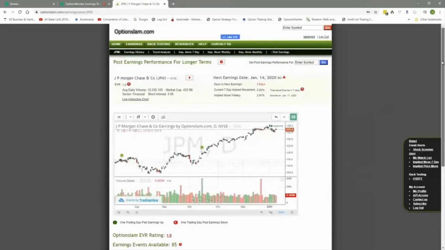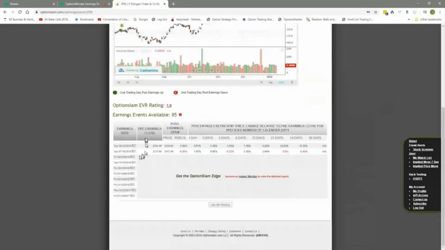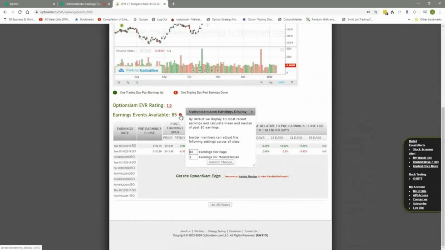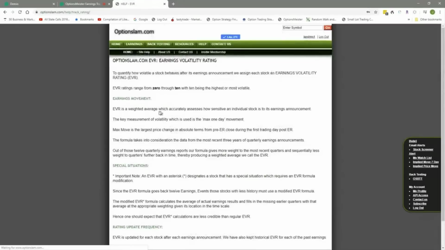Now, Vern talked about post earnings. I haven't looked too much at this because I don't really use that type of event. But he's got the 10 most recent earnings, this EVR rating, which rates from 0 to 10 on being the most volatile. I can look and see what's the most volatile.